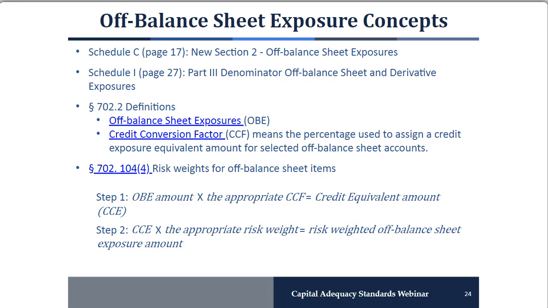Section 702.2 provides a list of exposures included in the definition of off-balance sheet exposures and explains that a credit conversion factor applies to determine a credit exposure equivalent amount. Finally, Section 702.104 assigns the credit conversion factors and risk weights to determine the risk-weighted off-balance sheet exposure amount. Next slide, please.